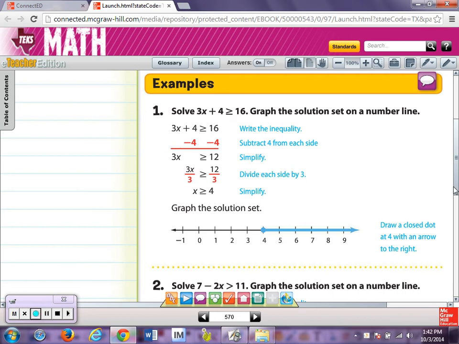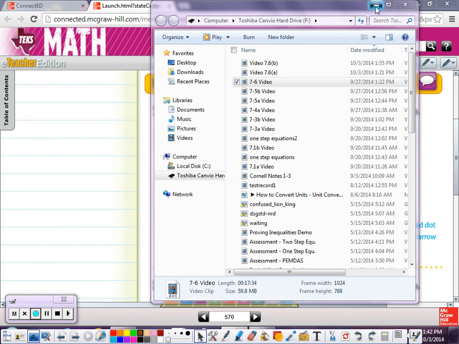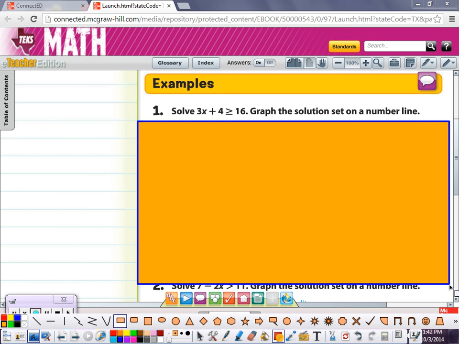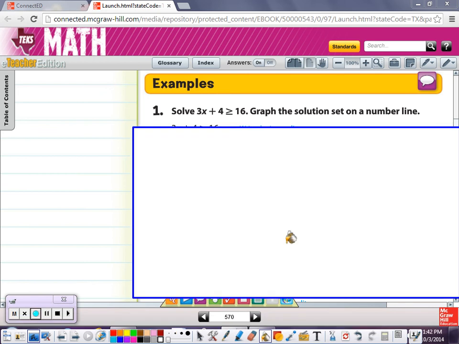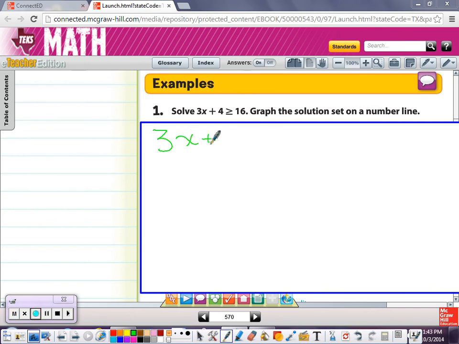Example 1. Solve 3x plus 4 is greater than or equal to 16. Graph the solution set on a number line. Now, what we need to do first, as always, is to rewrite our inequality all over again: 3x plus 4 is greater than or equal to 16.